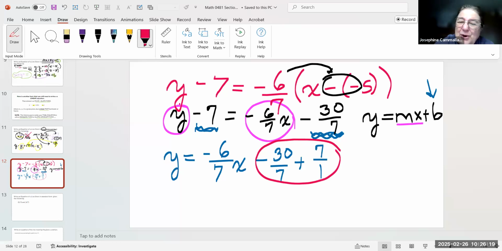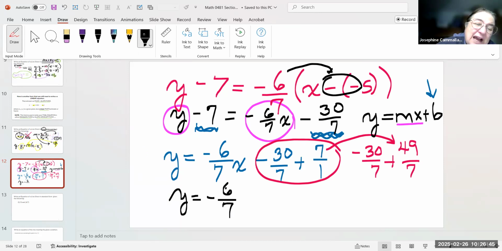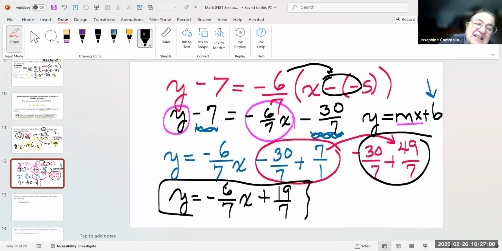I've got to put these together. Negative 30/7, common denominators. This 7/1 becomes 49/7, which means my final answer is y equals negative 6/7 x, and I'm going to tell you they're going to put the fraction bar on the same level as the negative, but then these two will give me a positive 19/7. This is my answer.